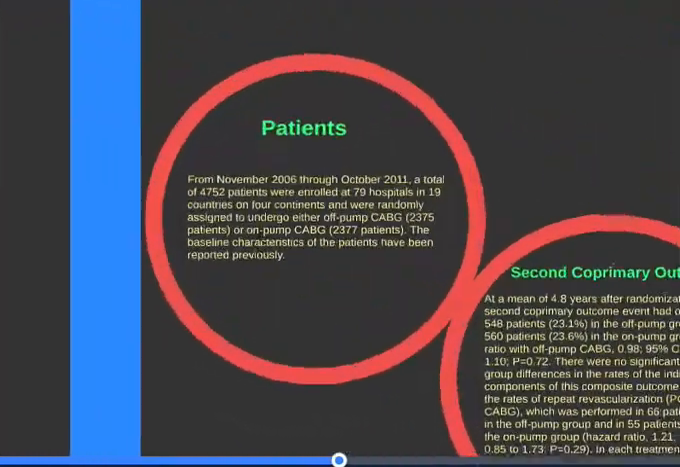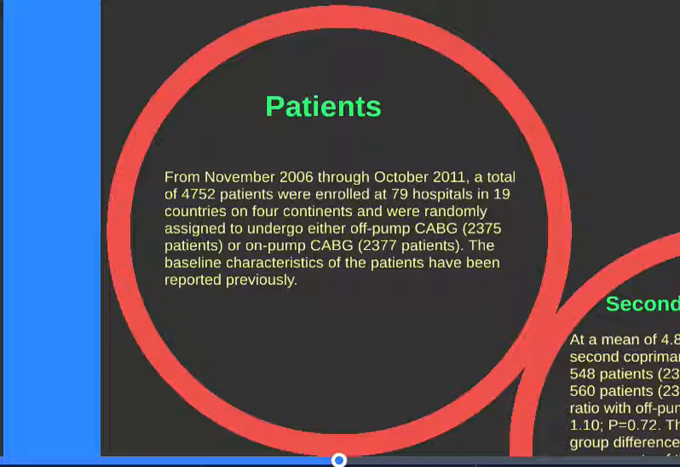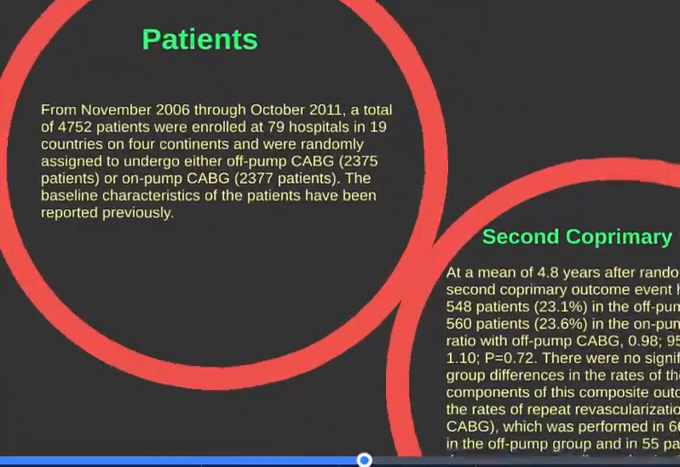Results. Patients. From November 2006 through October 2011, a total of patients were enrolled at 79 hospitals in 19 countries on 4 continents and were randomly assigned to undergo either off-pump CABG or on-pump CABG. The baseline characteristics of the patients have been reported previously.